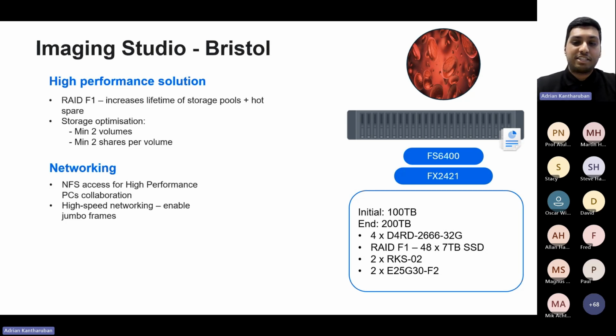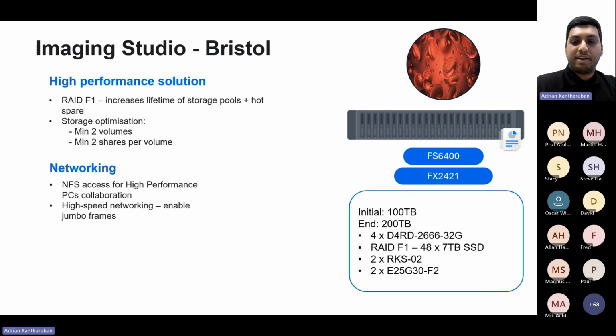And RAID F1 is essentially based on RAID 5, but created specifically for an all-flash array. So rather than having all the SSDs failing at once, it pushes more workload onto one SSD and then overall increases the lifetime of the storage pool. Furthermore, for the best performance, we would say 2 volumes, and in those 2 volumes, have 2 shared folders as a baseline minimum, just so that you're not all going into one volume and one folder, and you're spreading the load essentially.